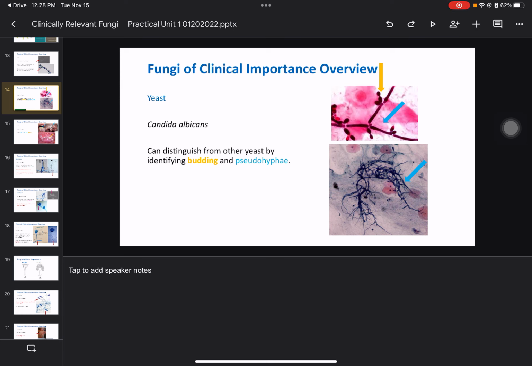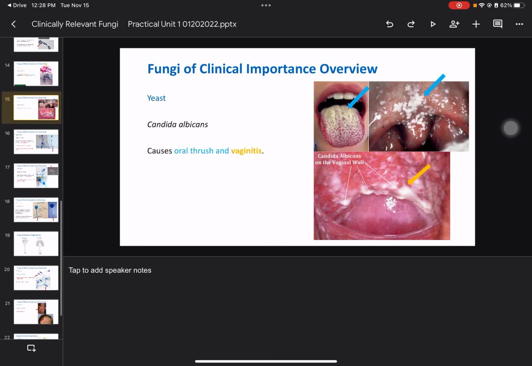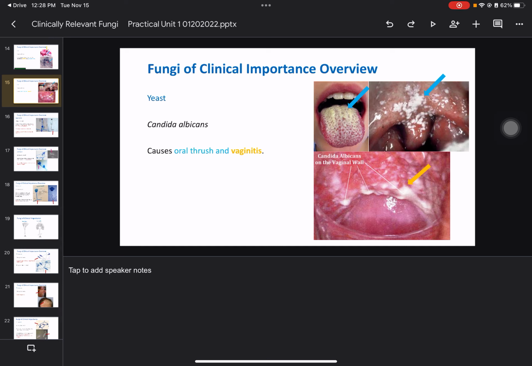Questions? Okay, so here are the infections that are caused by Candida albicans. You can see thrush, the top two. Usually it's on the soft palate. Here it's growing on the tongue.